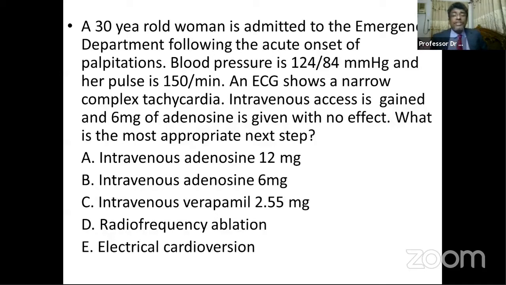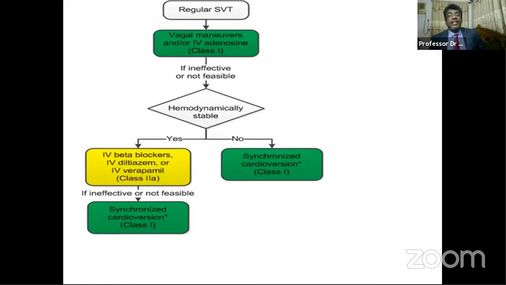But if the first dose of adenosine has failed, what is the next option? Here we see that there is regular SVT. If a patient comes with supraventricular tachycardia or narrow complex tachycardia, the patient should get vagal maneuvers at first, if hemodynamically stable, or IV adenosine should be given. If not effective or not feasible, and the patient is still hemodynamically stable, then IV beta blockers, IV diltiazem, or IV verapamil should be given. And if the patient is not hemodynamically stable, then synchronized cardioversion should be given. And if beta blockers, diltiazem, verapamil, and all these drugs fail, in those cases, DC cardioversion should be given.